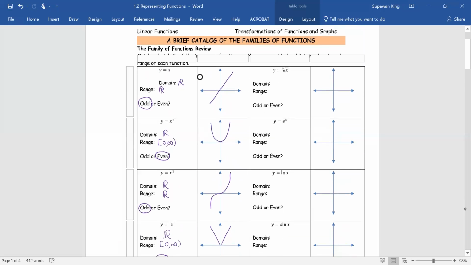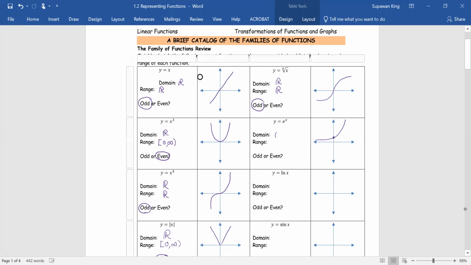Next, y equals the cube root of x. The domain is the set of all real numbers. Range, set of all real numbers. Another odd function. Y equals e to the x, or exponential graph, has the intercept at 0, 1.